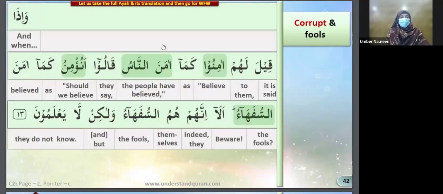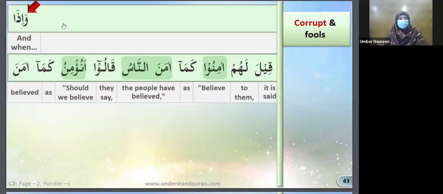Next ayah. And here again, wa, you know the meaning, wa means and, idha is when. Qila, passive, it is said, lahum, to them. Aminu, believe. This is from the amr in plural. Amana, aminu, believe. Kama, as.